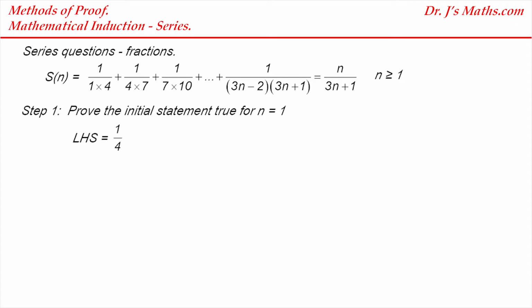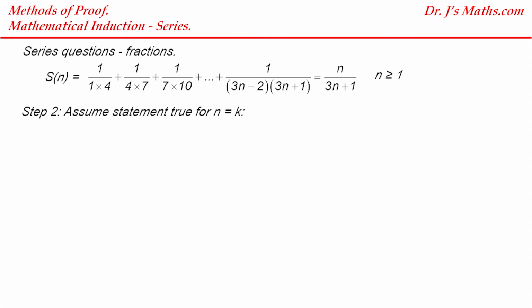1 over (3 times 1 minus 2) is 1, times (3 times 1 plus 1), which is 4. So 1 times 4 is a quarter, so that's good. The right-hand side is 1 over (3 times 1 plus 1), which is a quarter, so good. It's true for n equals 1.